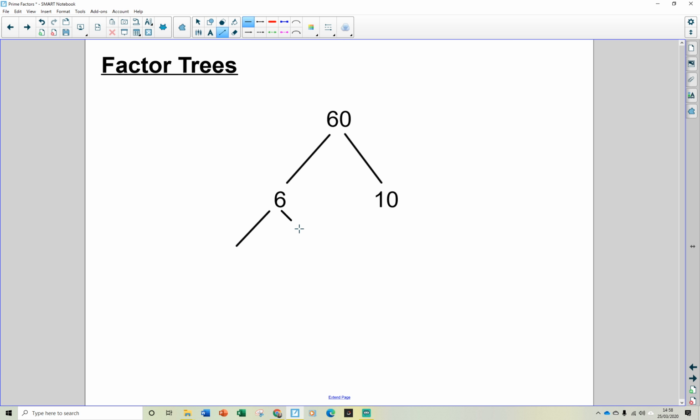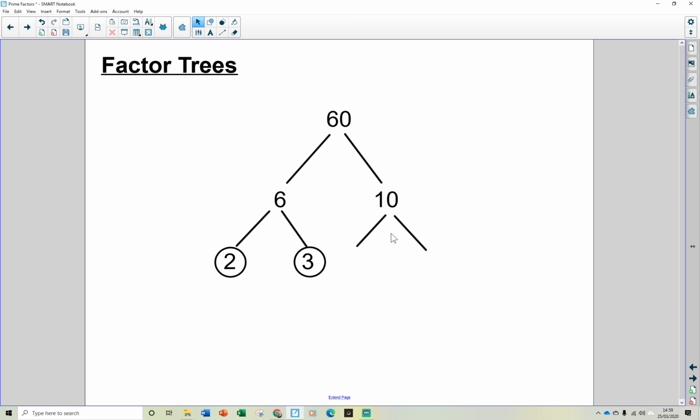So let's break these down further because neither of those numbers is prime. They are both even numbers that are greater than 2, and so we know that they can't be prime. They must be composite numbers. So 6 is a composite number. I can make that from 2 times 3. 2 times 3 is 6. Both 2 and 3 are prime numbers, so I'm popping those in a circle to remind me I've got to the end of those branches.